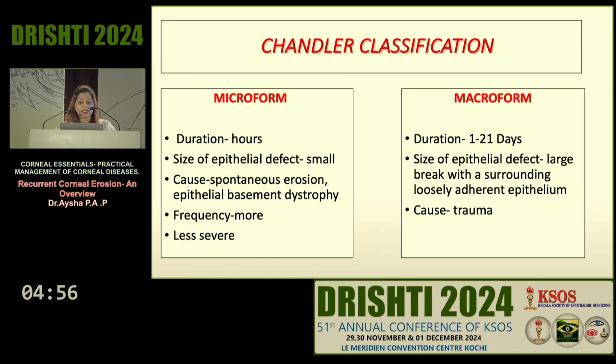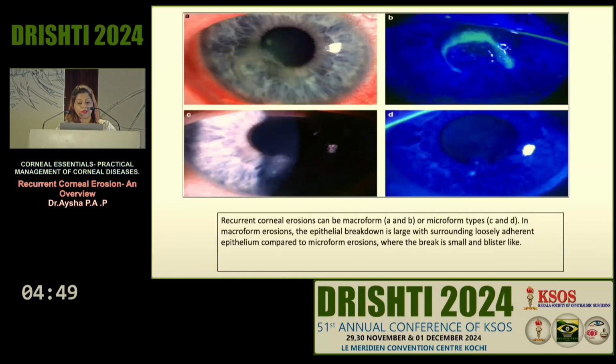The size of the epithelial defect will be large, with surrounding loose adherent epithelium, and most of the time the cause will be trauma. And the severity is more compared to the microform. A and B are the pictures.